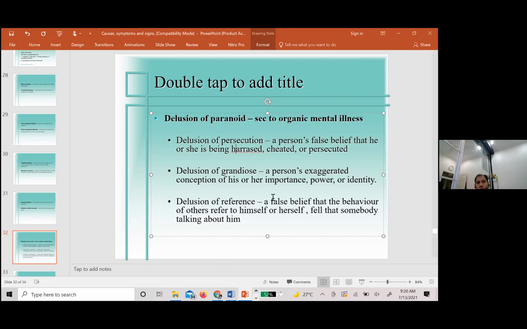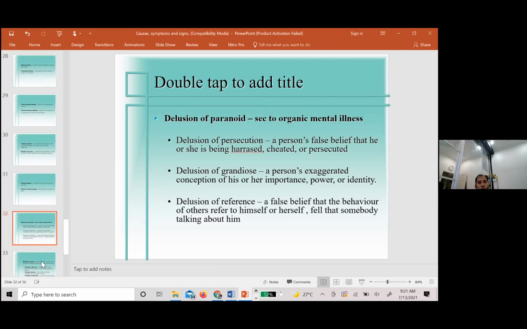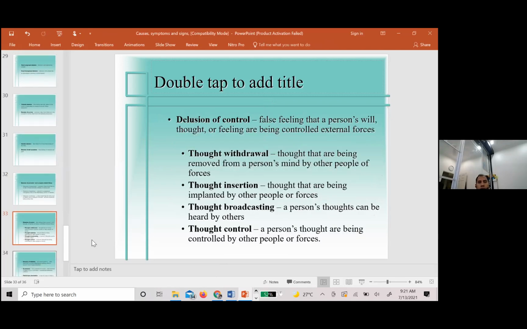Okay, then we have also delusion of reference. That reference means, okay, I give you example. I saw a movie in the TV, that movie actually referring to me. Oh, so that's what I call the delusion of reference.